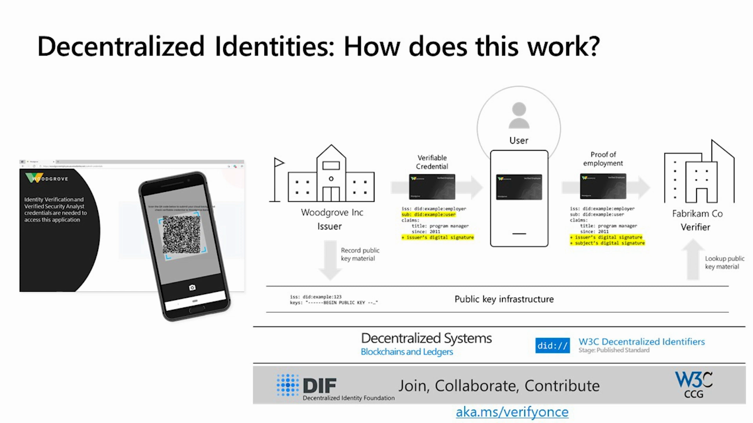But when a verifiable credential is issued to the user, the public key of that credential is written to blockchain as evidence of the issuance. So someone wanting to check that it's actually you can go to blockchain and verify the public key. Woodgrove's public key is also on blockchain, so you can verify that Woodgrove actually was the issuer.